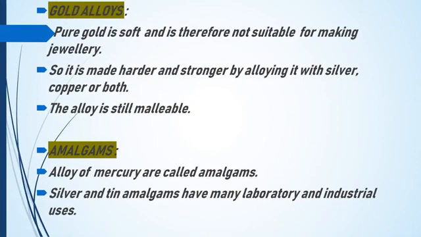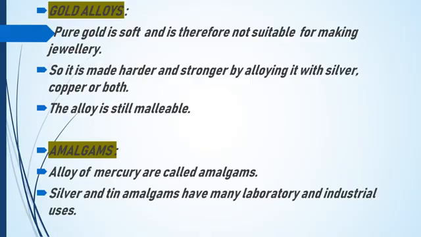Here we have other examples of alloys. Gold alloys. Pure gold is soft and is therefore not suitable for making jewelry. Because it is very soft, soft means it can be easily broken. So it is made harder and stronger by alloying it with silver, copper or both. They are mixing gold with silver or copper to give a hard structure to the gold.